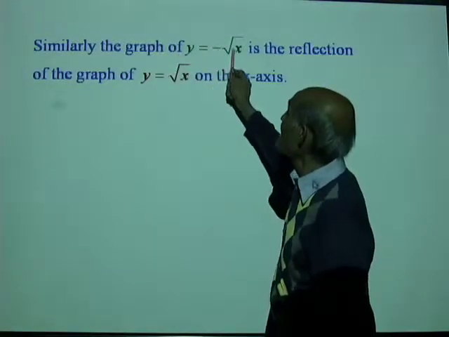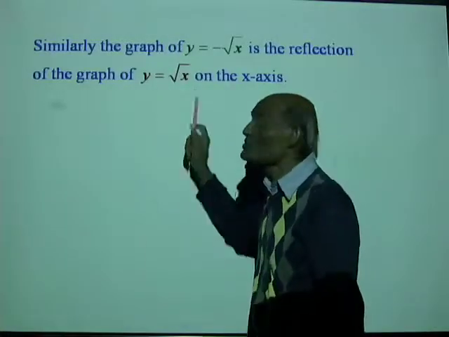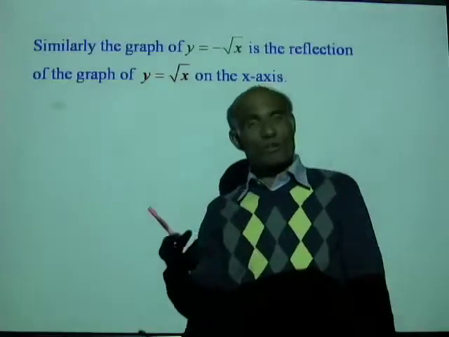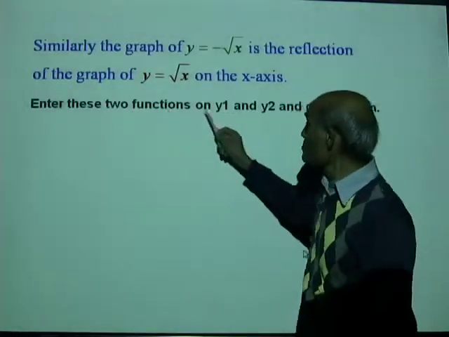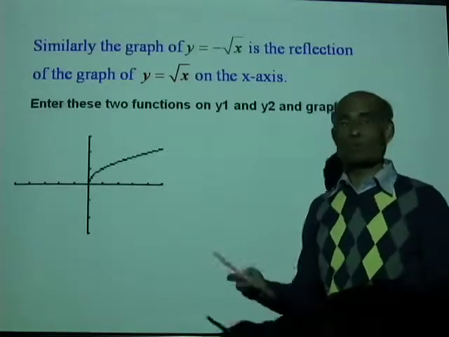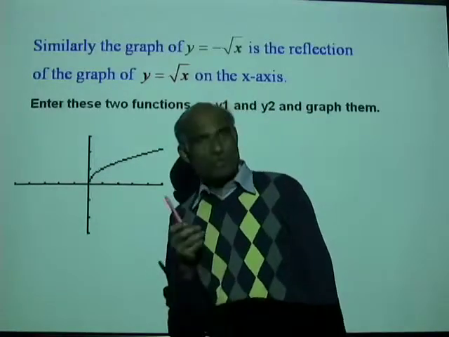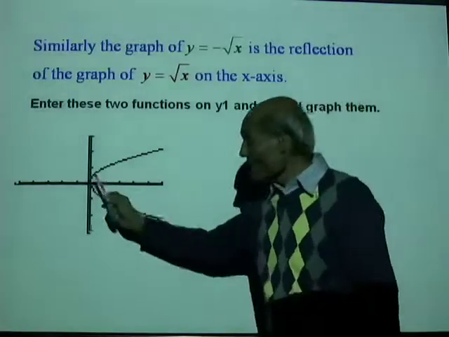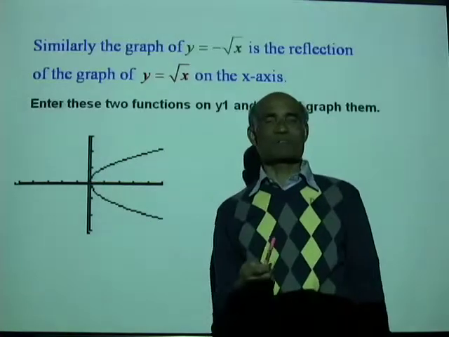y equal to negative square root x. How does that graph look in relation to the graph of y equal to square root x? Can you draw those two graphs now? I'm sure you can. So enter these two functions on y1 and y2 and graph them. This is the graph of f(x) equal to square root of x, and this is the graph of y equal to negative square root of x.